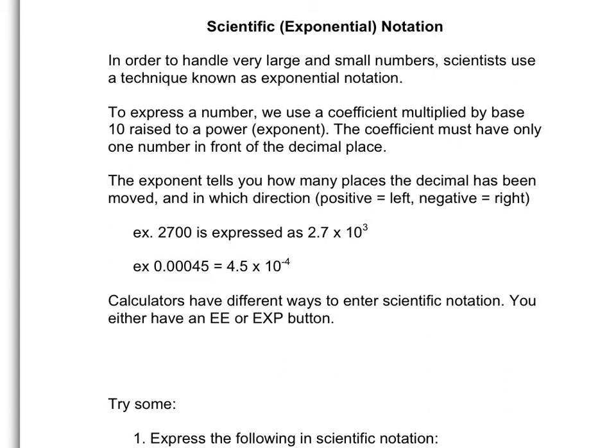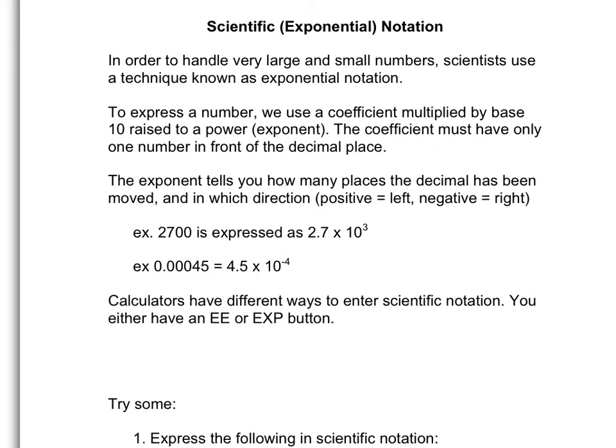Here are two examples. The number 2700 in scientific notation is expressed as 2.7 times 10 to the 3. This is because the decimal is here at the end of the number. If I pick it up and move it so that there's only one digit in front of the decimal, I have to move it to the left 1, 2, 3 spaces. That gives me a positive 3 exponent.